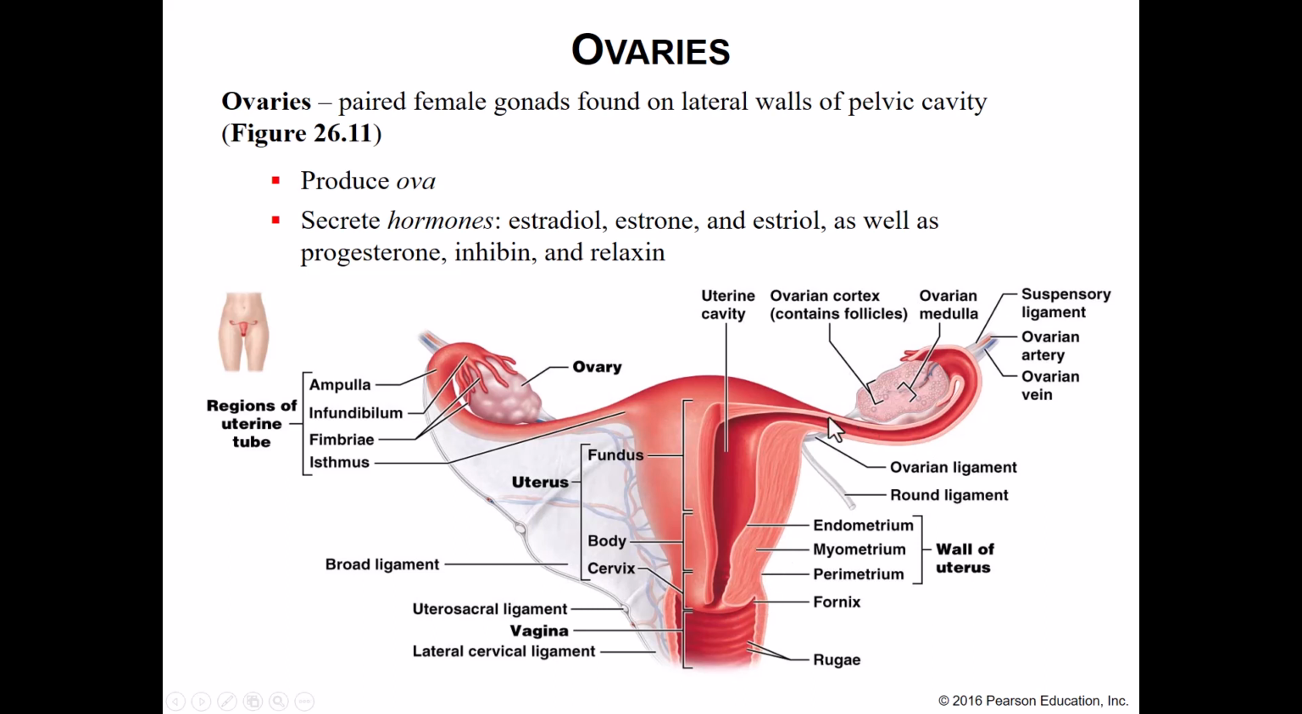Coming off superior laterally off either side of the uterus are the uterine tubes. They continue around. Where the uterine tube connects to the uterus is the isthmus. These finger-like projections are the fimbriae. Right here, this is where fertilization takes place. This is the ampulla. And then the very end of the uterine tube is the infundibulum.